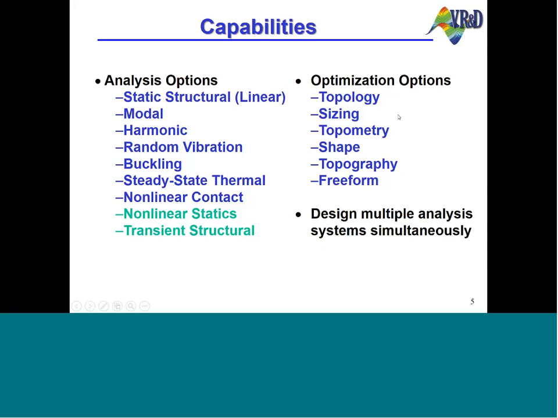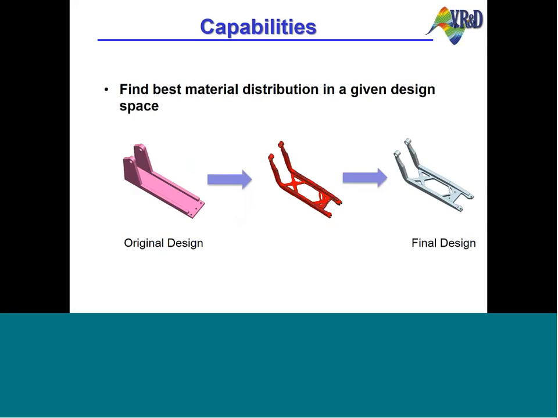About the optimization options, Genesis can do 6 types of optimization. We will talk in a little more detail in the following pages. So the first one is the topology optimization. Topology design is to find the best material distribution in a given design space. So typically, the user starts with a block of material, and the topology design will try to carve out the material and only keep the most important material. So at the end, the user will get a light and strong structure.